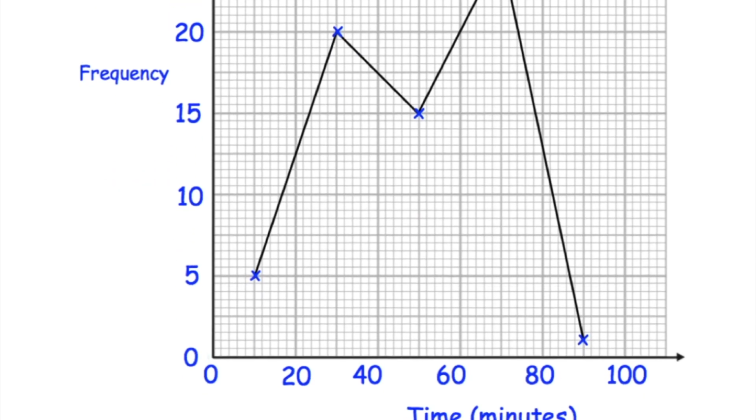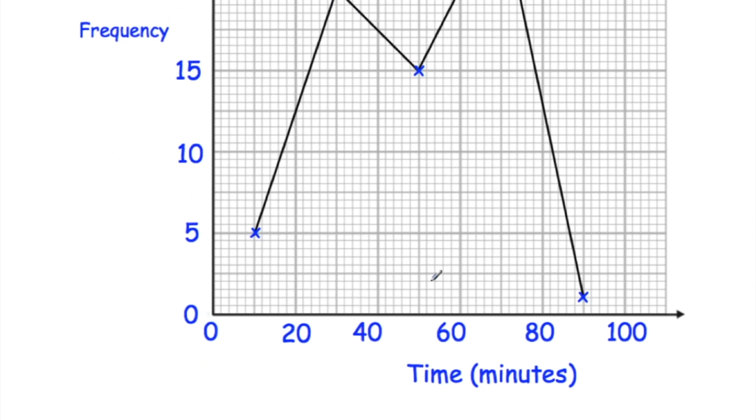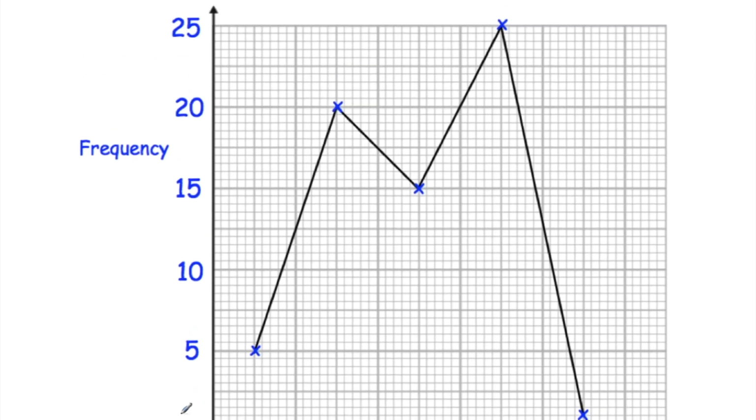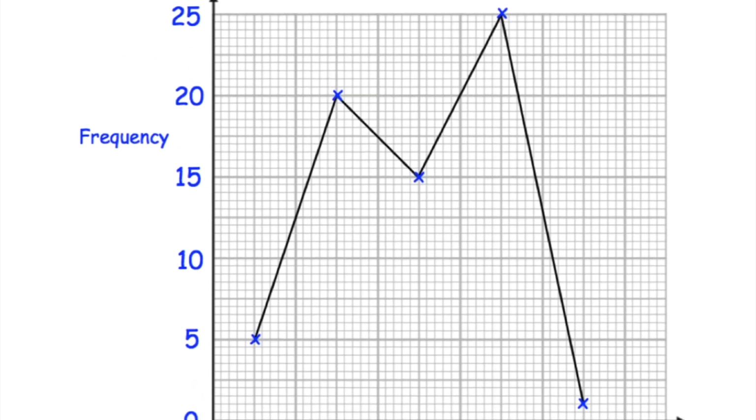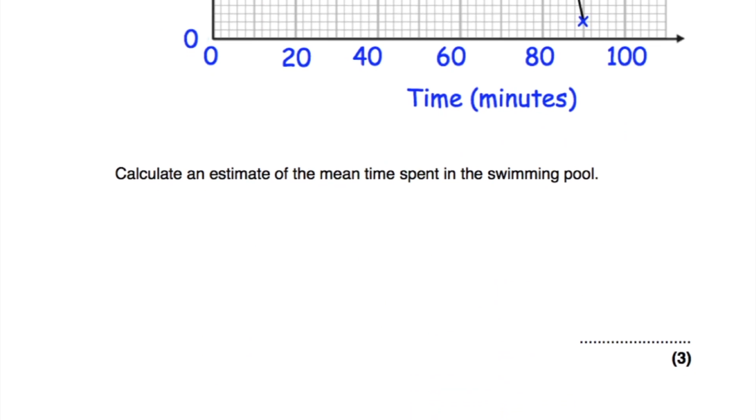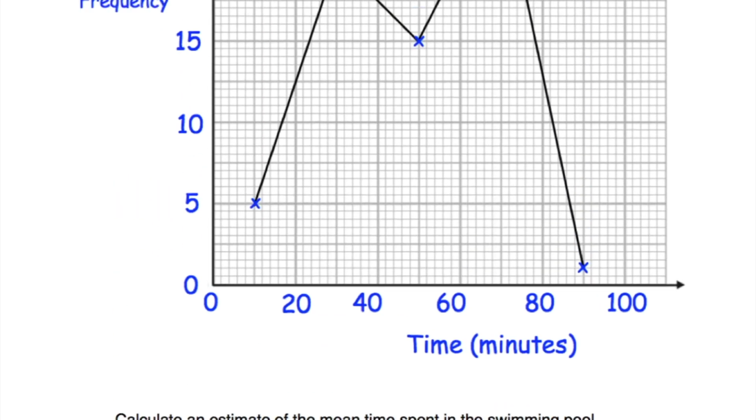So this is information about how long they spend in a swimming pool. We've got time along the bottom, so between 0 and 100 minutes. And we've got the frequencies going up vertically from 0 up to 25. And we're asked to calculate an estimate for the mean time spent in the swimming pool.